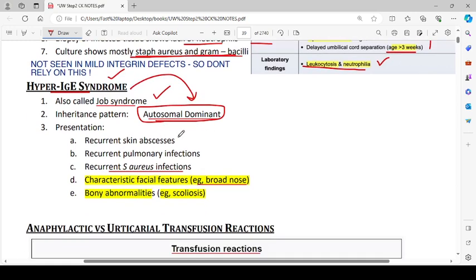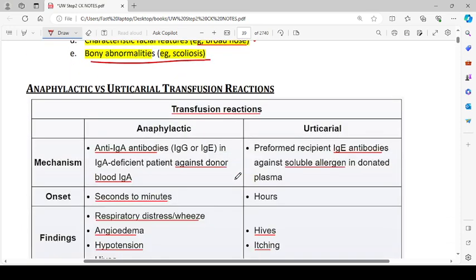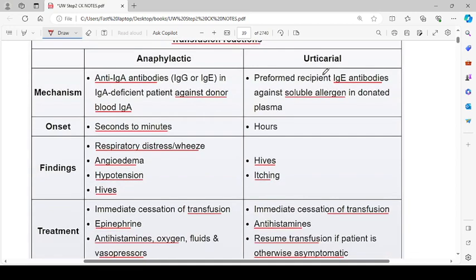Presentation is with recurrent skin abscesses, recurrent pulmonary infections, and recurrent Staph aureus infections. There will be characteristic facial features like a broad nose, and bony abnormalities like scoliosis will also be present. Now there is a concept between the anaphylactic versus the urticarial transfusion reactions.